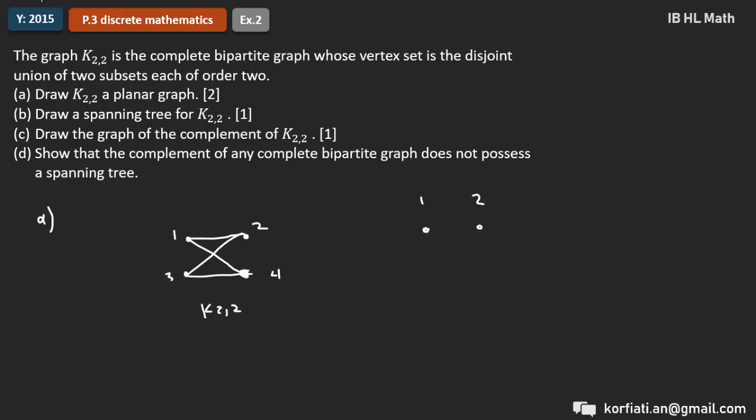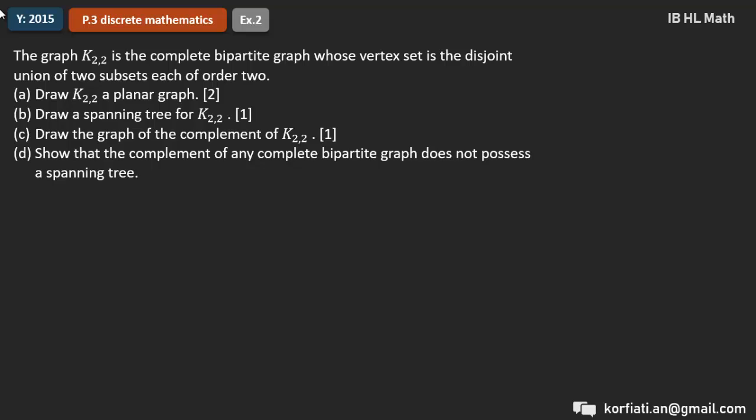1, 2. I will draw the vertex 3 over here, the vertex 4 over here, and of course you can see that this graph is exactly the same as this graph. I mean, 1, 2, here we go, 2, 3 here, this edge 2, 3 here, 3, 4 over here, and 1, 4 over here. So the first question is very simple. I just have to draw this beautiful square. So let's see now B.